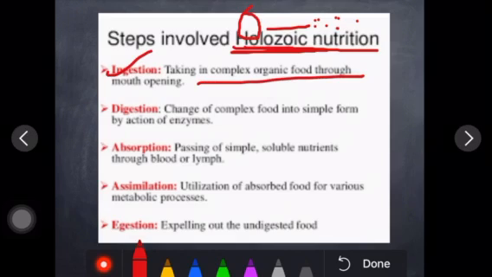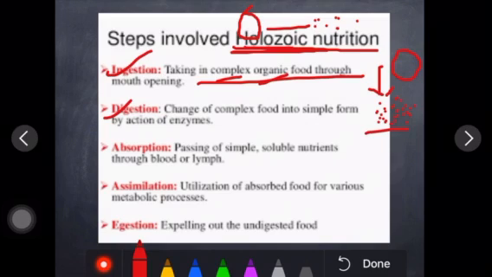Of course, whatever food we are taking is complex in nature, and I have mentioned organic here because food that contains carbon is called organic food. Now the food is taken in complex form. Then it gets broken down, as many chemicals act on it and turn it into a simple form. So the breakdown of food is called digestion.